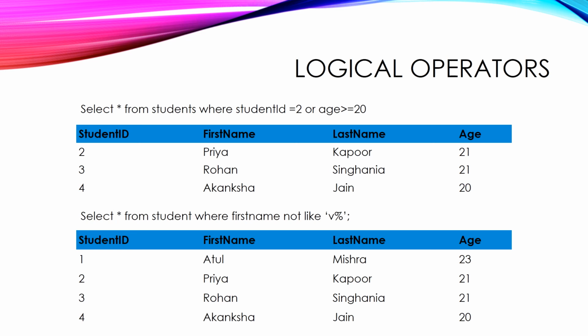Next operator is the NOT logical operator. SELECT * FROM student WHERE first name NOT LIKE 'V%'; So the first name does not start with V, and those records will be displayed.